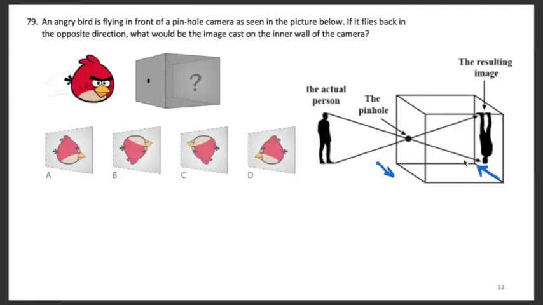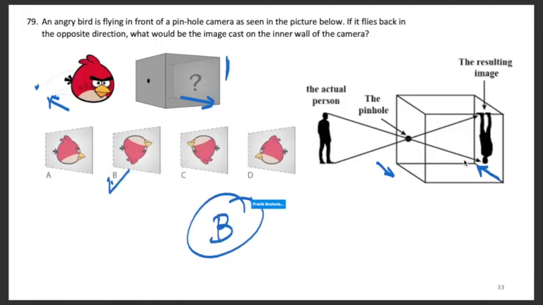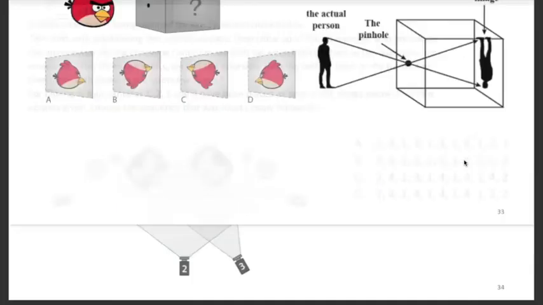So in this case, if the angry bird is moving in the opposite direction, with the beak facing the other way, the pinhole camera image has to look in this side towards the longer side. So option B is the one which is the right answer. I'll move to the next one.